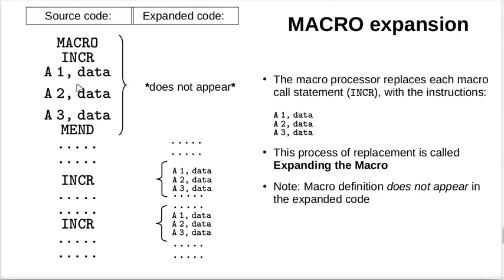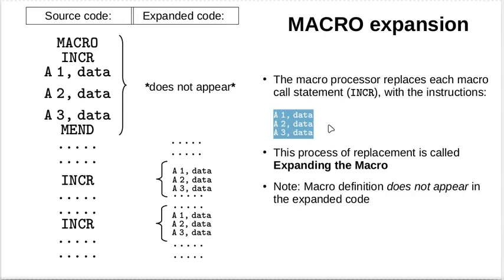So this is the source code using macros. This is your source code. What happens is the macro processor replaces each macro call statement, INCR, right? This is the macro call statement with the instructions A1 data, A2 data, and A3 data, right?